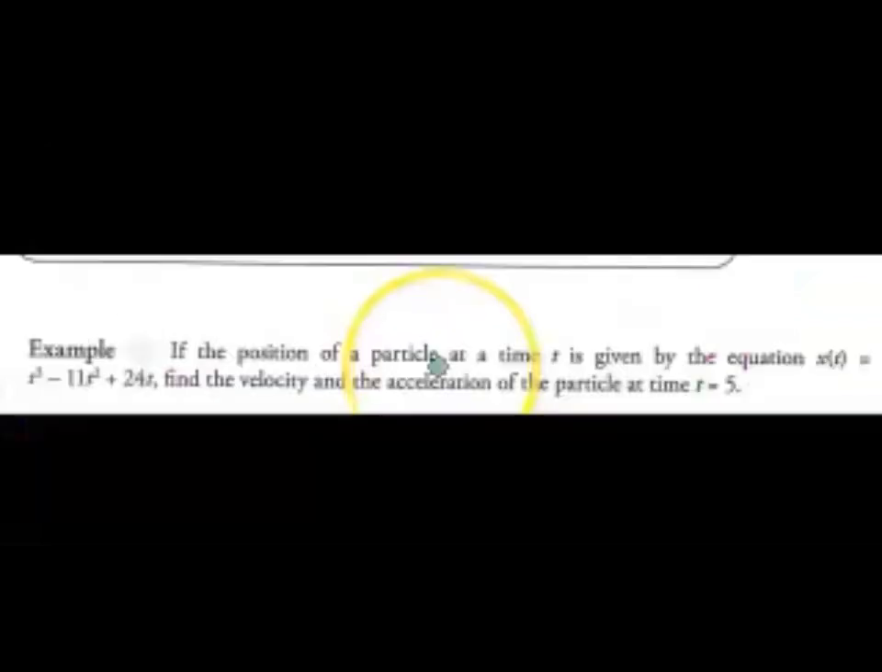The question is: the position of a particle at time t is given by x of t equals t cube minus 11 t square plus 24 t. Find the velocity and acceleration of the particle at time t equals 5. So 5 seconds is the time given.